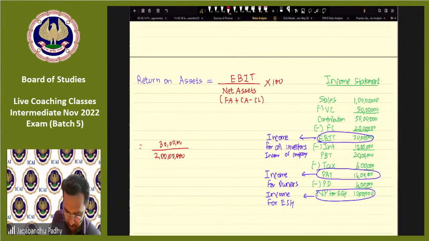So can you tell me what is the percentage earning that the company is having? What percent is the company earning? Of course, sir, 15%. It means the company has got a business which is making it earn 15% on its investment. It's able to earn 15% on its investment, and that's our return on assets.